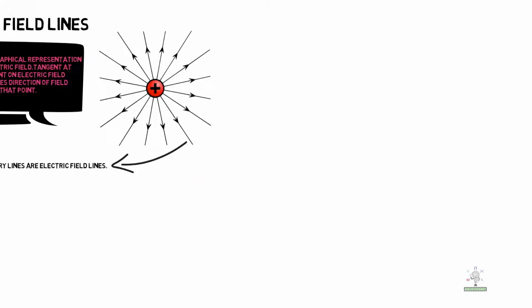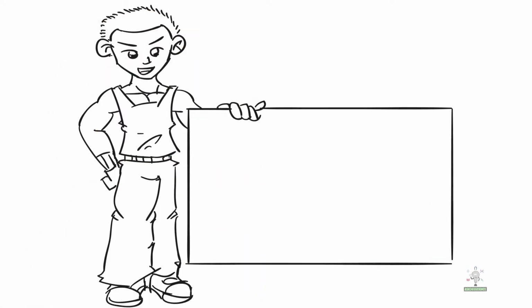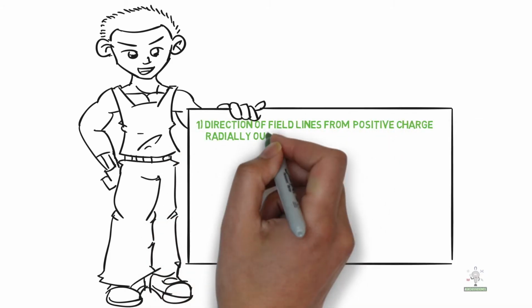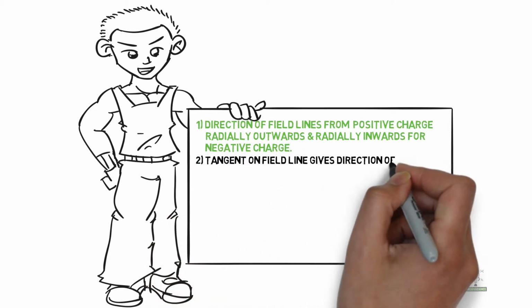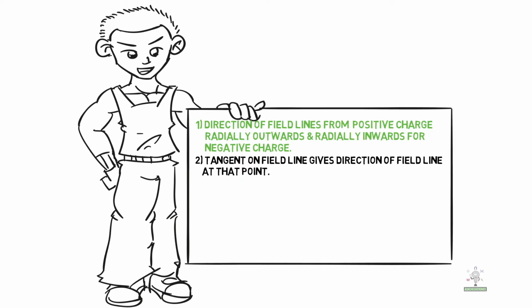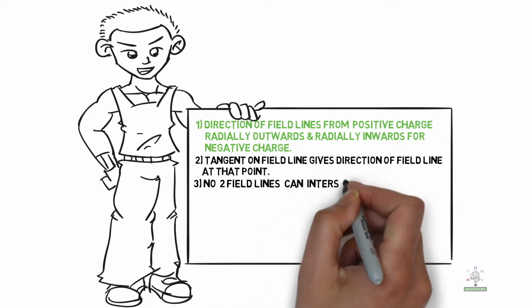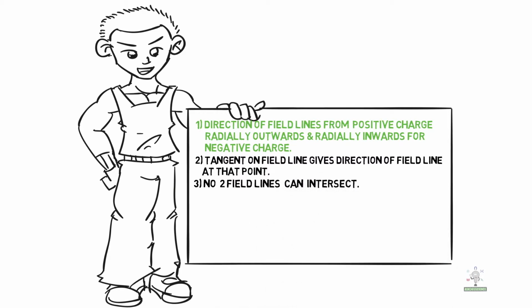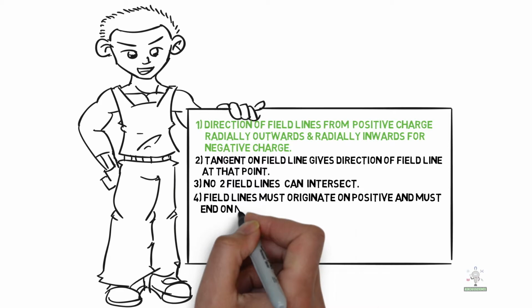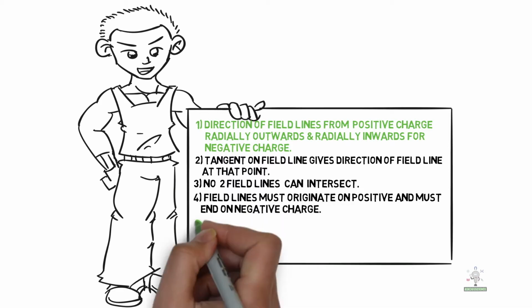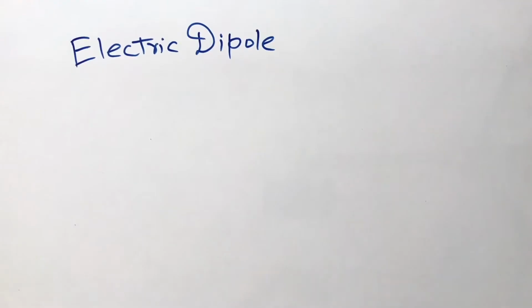Now we should know some basic properties of electric field lines. The first one is, for a positive charge, the direction of electric field line is radially outwards, and for a negative charge, it's radially inwards. Second, the tangent on field lines gives the direction of electric field at that point. Third, no field lines can intersect each other. An intersection point on field lines would give two possible tangents at that point, meaning two different directions of field at the same point, and that is impossible. Fourth, electric field lines must originate on positive charges and must end on negative charges. Fifth, crowded field lines mean stronger electric field and vice versa.